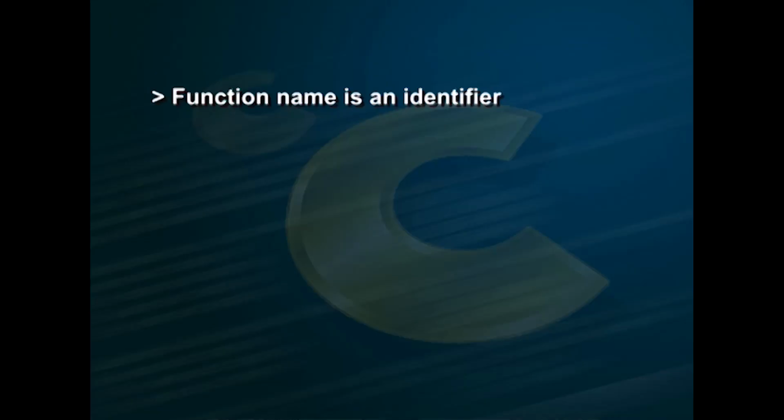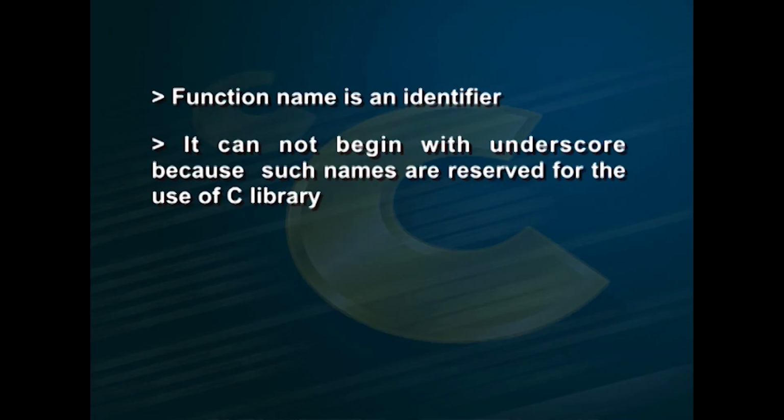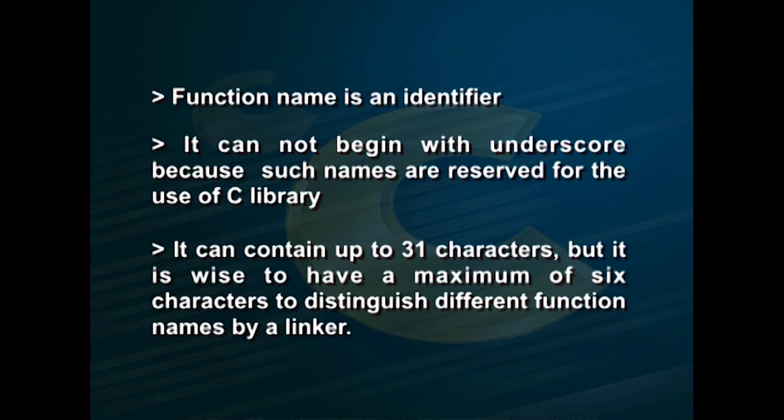Function name. Function name is an identifier. It cannot begin with underscore because such names are reserved for the use of the C library. It can contain up to 31 characters, but it is wise to have a maximum of 6 characters to distinguish different function names by a linker.